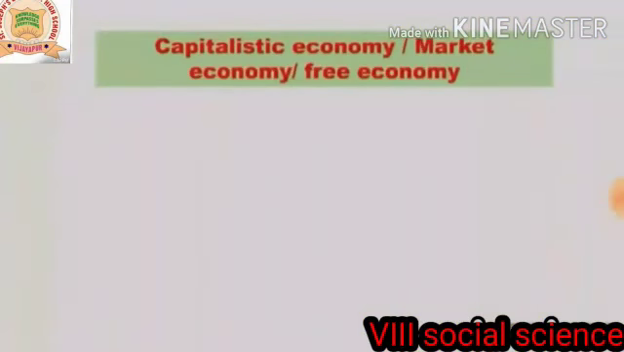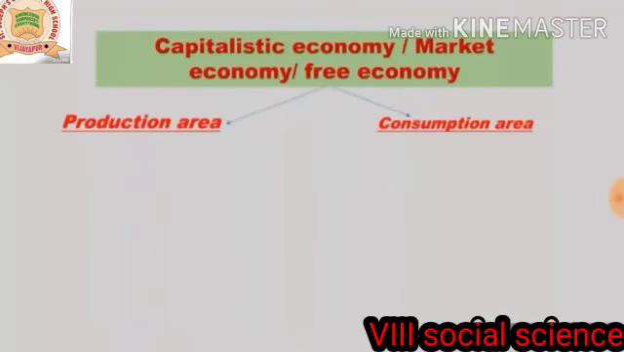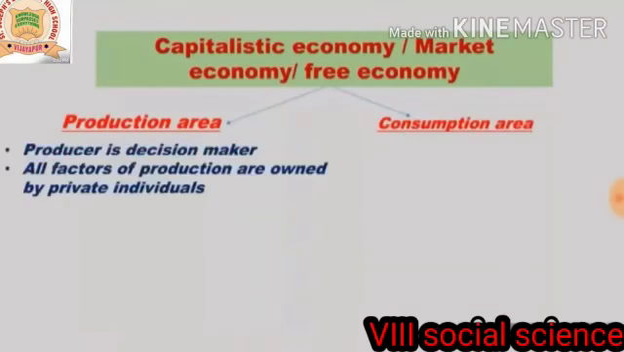In the capitalist system, the means of production are owned by individuals who are free to use them in any way that benefits them. Hence it is called a free enterprise economy. Here the government intervention in economic activity is minimal. The important features of the capitalist economy are as follows. There is private property, and the producer is the decision maker. All the factors of production are owned by private individuals. They can acquire as much wealth as they want.